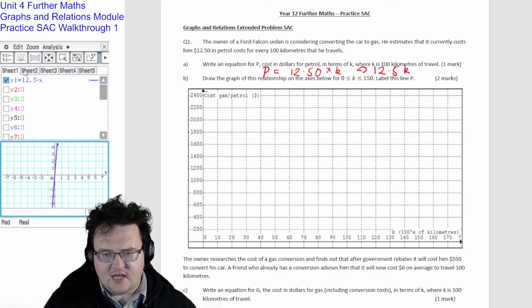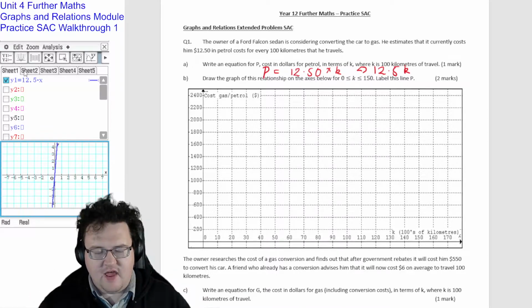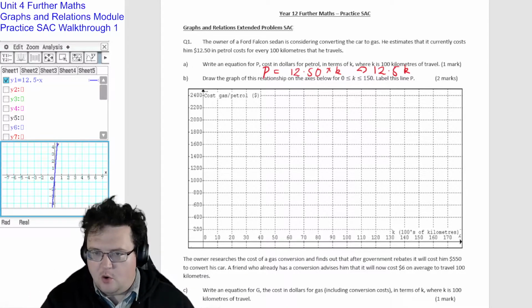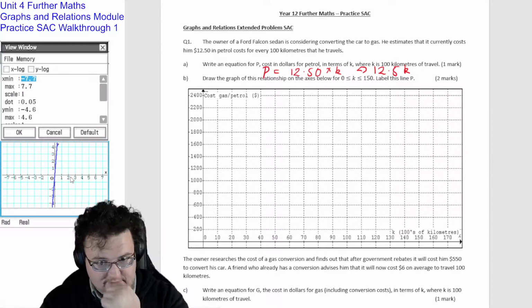Now, there's our line. The problem is that if you look at the axes we've got on the SAC and the axes on the CAS, they are very different. So to help us draw it properly on paper, we want to make sure our CAS looks similar to the paper that we're working with. For that, we're going to fiddle with the zoom.